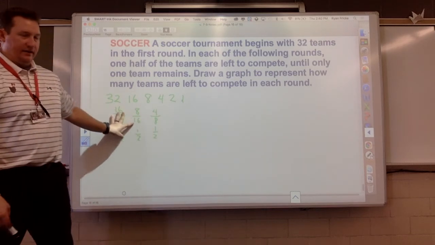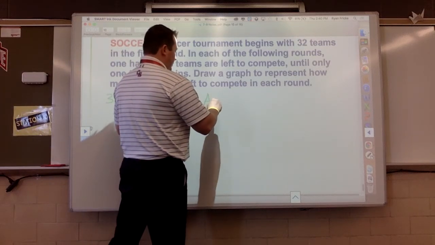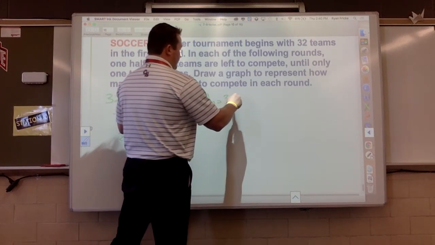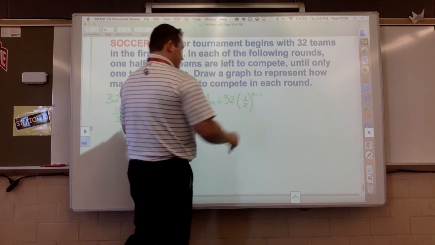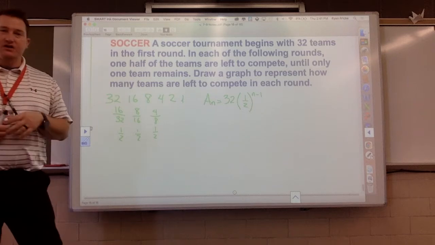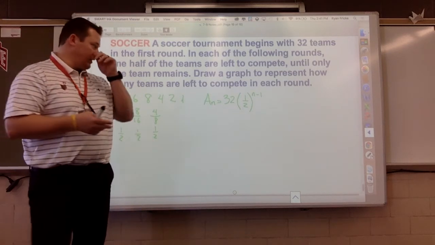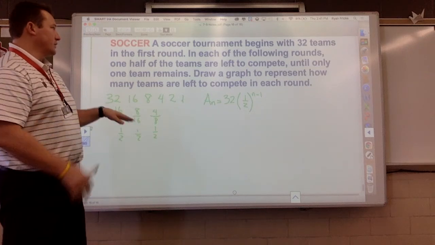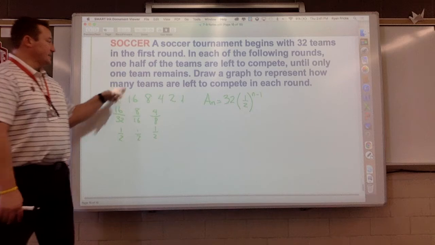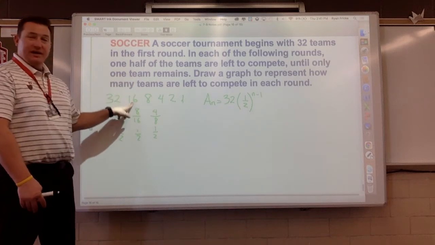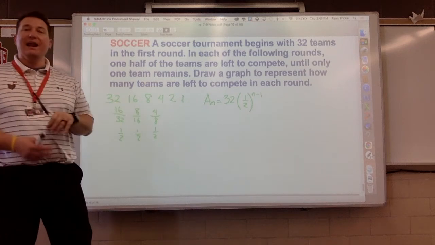Go ahead and write this equation for the nth term now. So 32 times 1/2 to the n minus 1. Again, n is however many rounds you're having, okay? So like in the first round of the tournament, we had 32 teams. In the second round of the tournament, it went down to 16. In the third round of the tournament, now I'm at 8, okay?